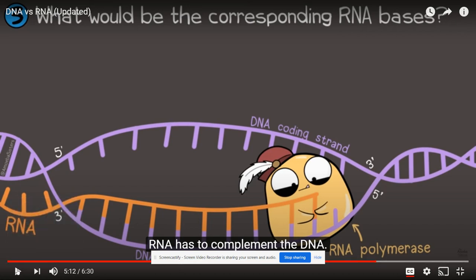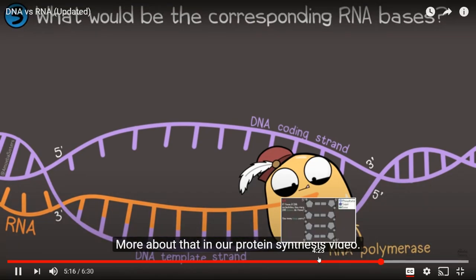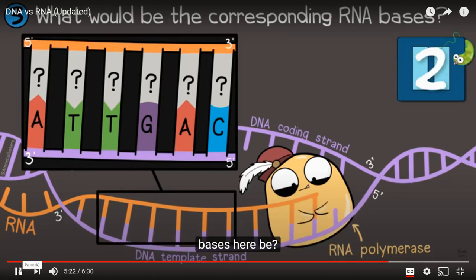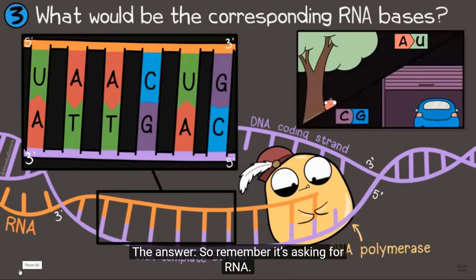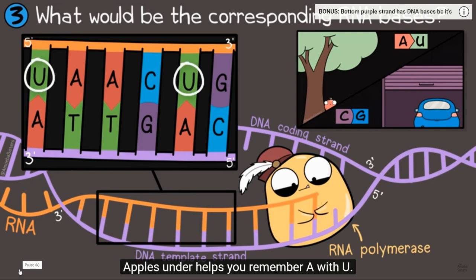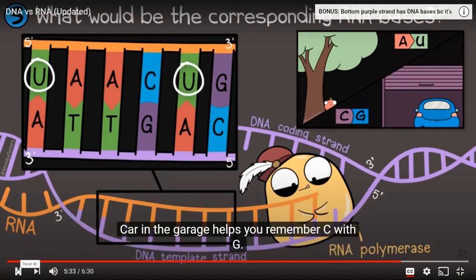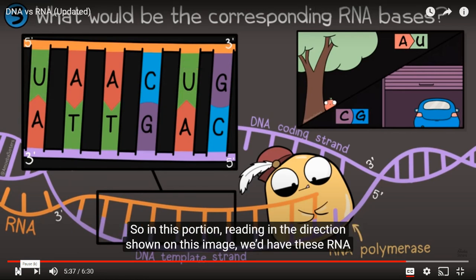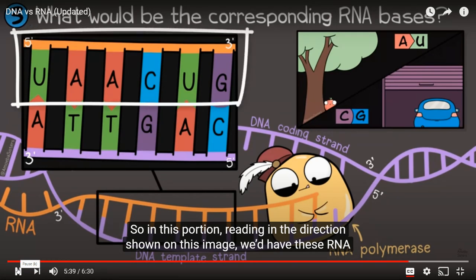So let's watch this again. It has to complement the DNA. More about that in our protein synthesis video. So if I still had the original portion of DNA here, what would be the complementary RNA bases? The answer, so remember, it's asking for RNA. No thymine here, it's uracil instead. Apples under helps you remember A with U. Car in the garage helps you remember C with G. So in this portion, reading in the direction shown on this image, we'd have these RNA bases.